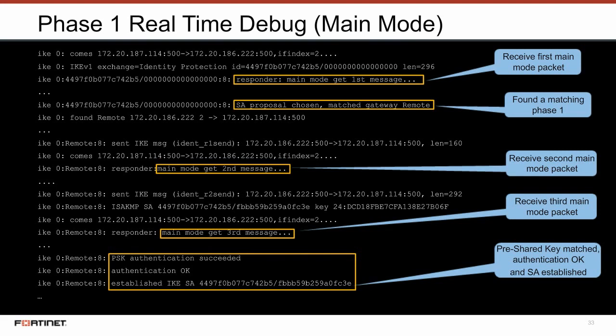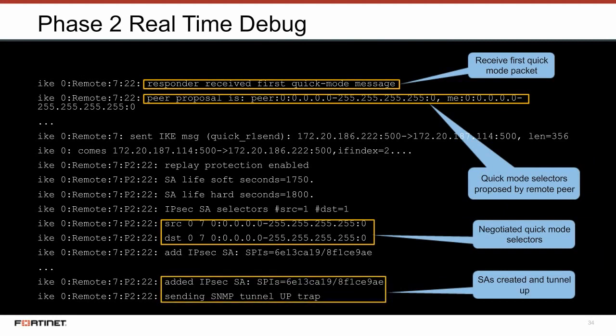FortiGate replies to the first main mode packet. Then, the second main mode packet arrives. FortiGate replies again, and the third main mode packet is received. After finishing the negotiation, the output displays messages that indicate that the key exchange was successful and the IKE SA was established.